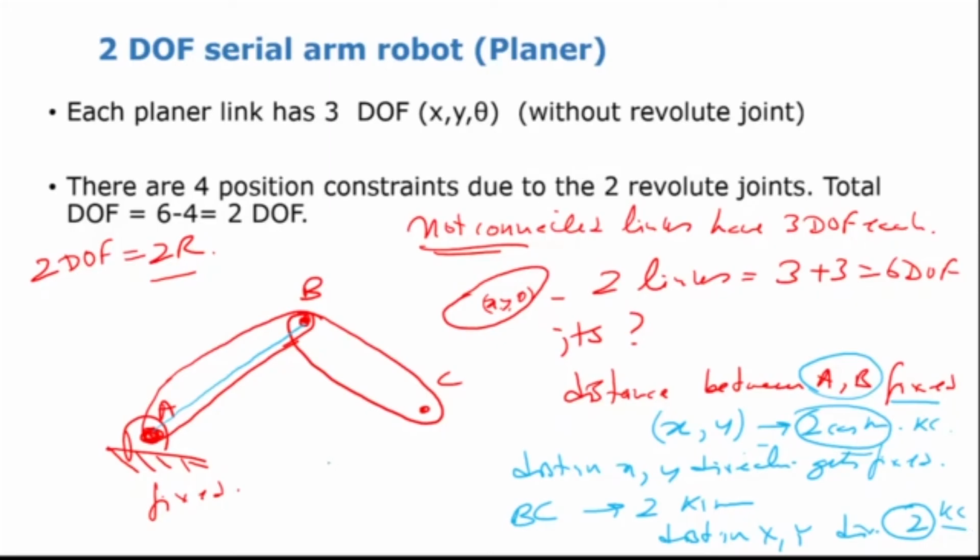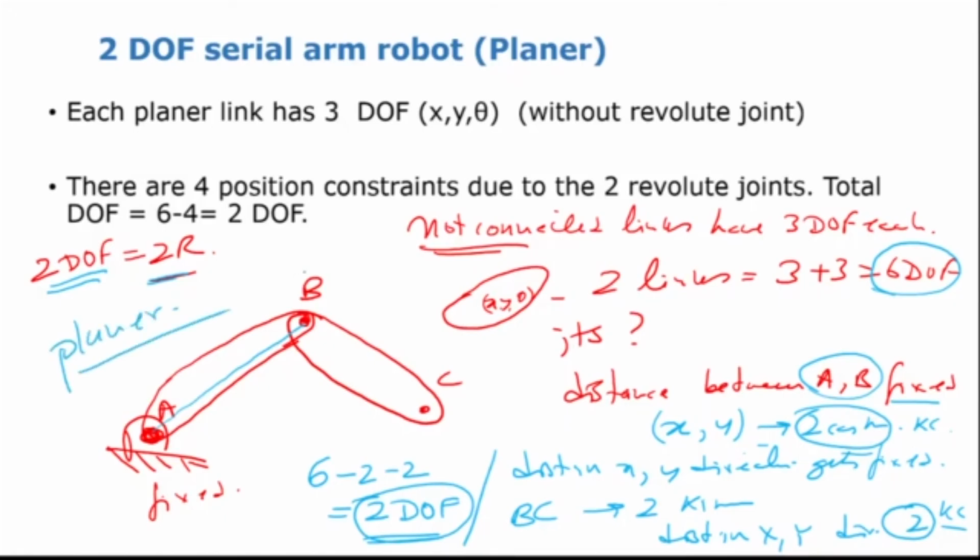That means what is happening here is we have 6 degrees of freedom if there is no joint. The moment I put these joints, we get 6 minus 2 minus 2, which is equal to 2 degrees of freedom. And that's how we have a 2 degrees of freedom system. So when I said 2 DOF, 2R, this 2 degrees of freedom comes from here. Each of the links, if it is not connected, has 3 degrees of freedom. Consider this to be planar. This is a planar example. And the moment I put the joints, the distance between the joints gets fixed. So that means there are 4 constraints, so 6 minus 4 equals 2 degrees of freedom.